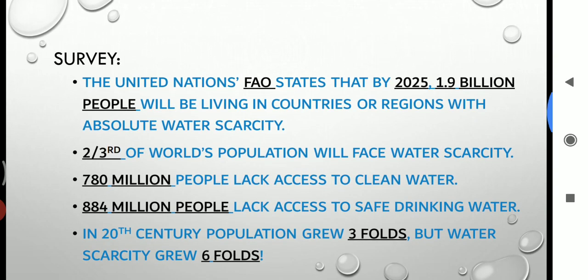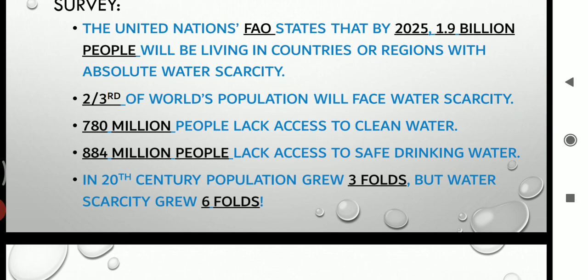There is a survey from the United Nations FAO which states that by 2025, 1.9 billion people will be living in countries or regions with absolute water scarcity. It is a huge strength of people. About 2/3 of the world's population will face water scarcity.